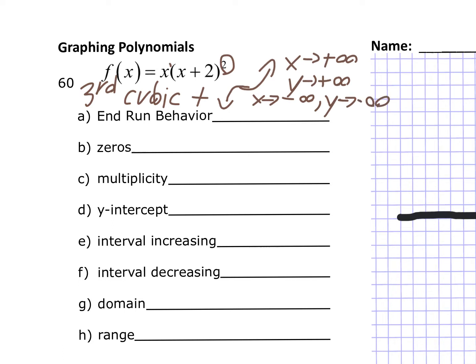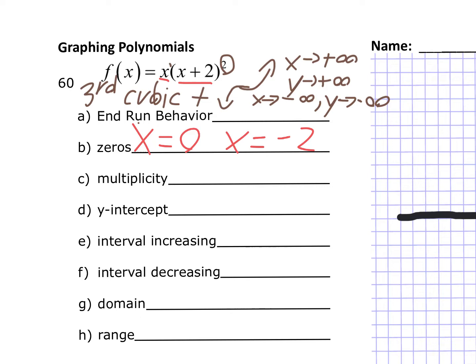Zeros. I have 2 zeros, 1 for each term. My first 0 occurs at x equals 0. My second one occurs at x equals negative 2. I get these by looking at each individual term and setting them equal to 0. I then isolate my x value.